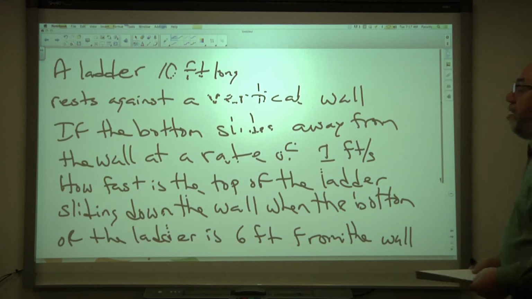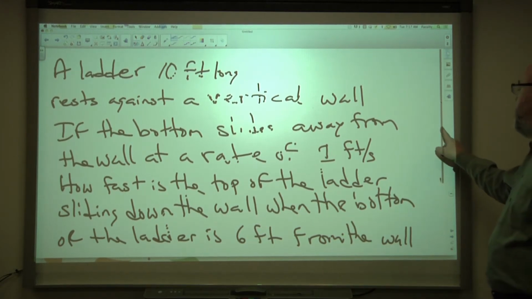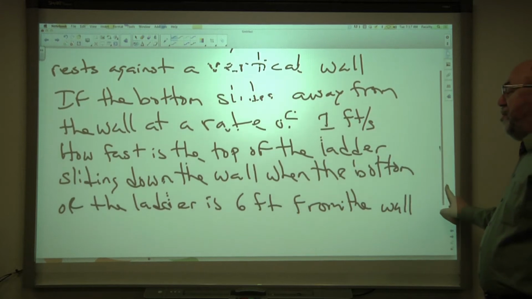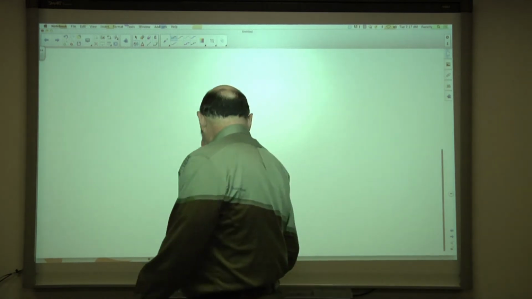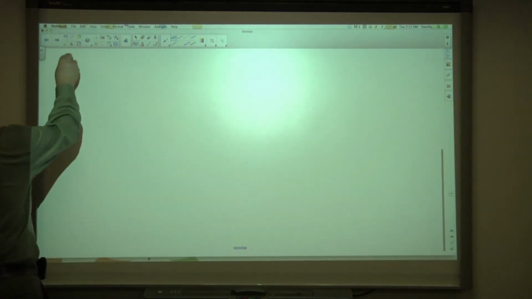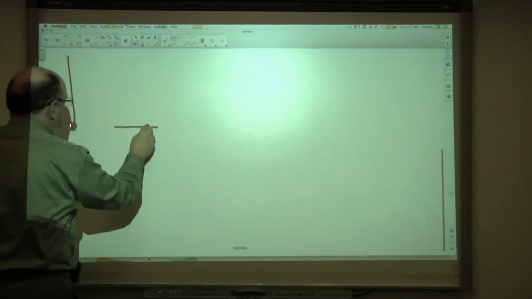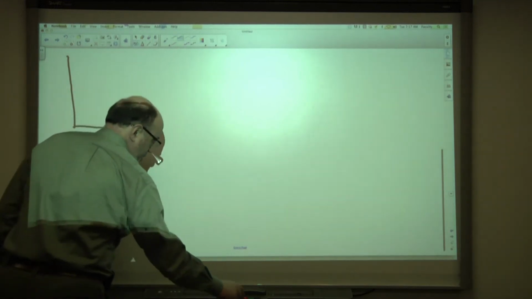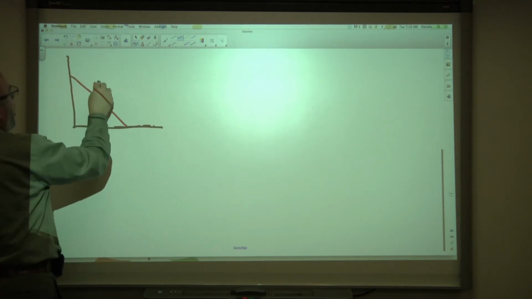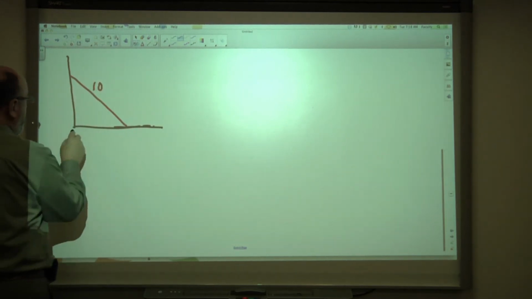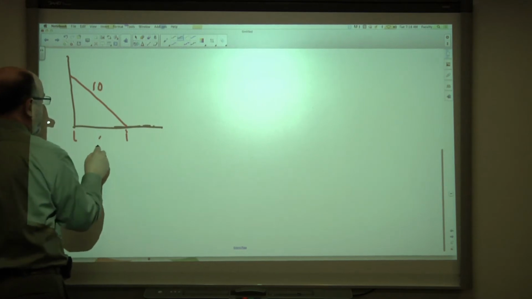We've got a ladder 10 feet long that rests against the vertical wall. If the bottom is sliding away from the wall at the rate of 1 foot per second, how fast is the top of the ladder sliding down the wall when the ladder is 6 feet from the wall? So let's first draw a picture. We've got the wall, we've got the ground, we've got our ladder, which is like this. We know the ladder is 10 feet. We know the distance from here to here is 6 feet.